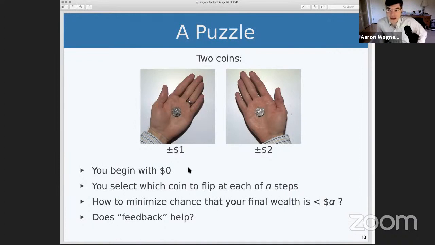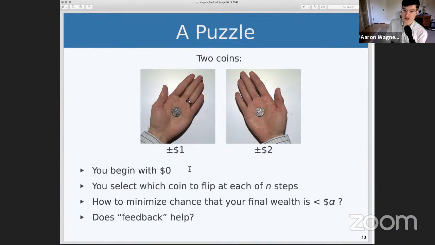By feedback in this context, I mean adjusting the coin that you're flipping, or changing coins midstream, depending on how you're doing. The non-feedback version of this is, at time 0, you just declare which coin you're going to flip on each of the n time steps. Feedback means that you can see how things are going and then switch coins midway through as frequently as you want if you find that advantageous.